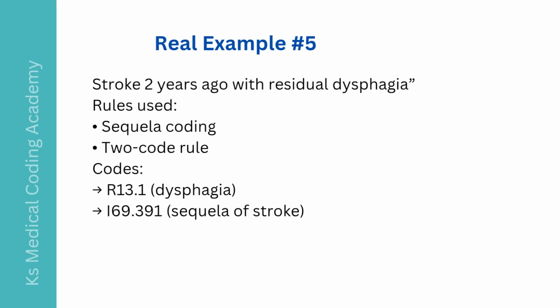Real example number 5. Case. Stroke 2 years ago with residual dysphagia. This is a sequela scenario. Code the current residual condition first, R13.1 for dysphagia, then add the sequela code I69.391 for the previous stroke that caused the deficit.